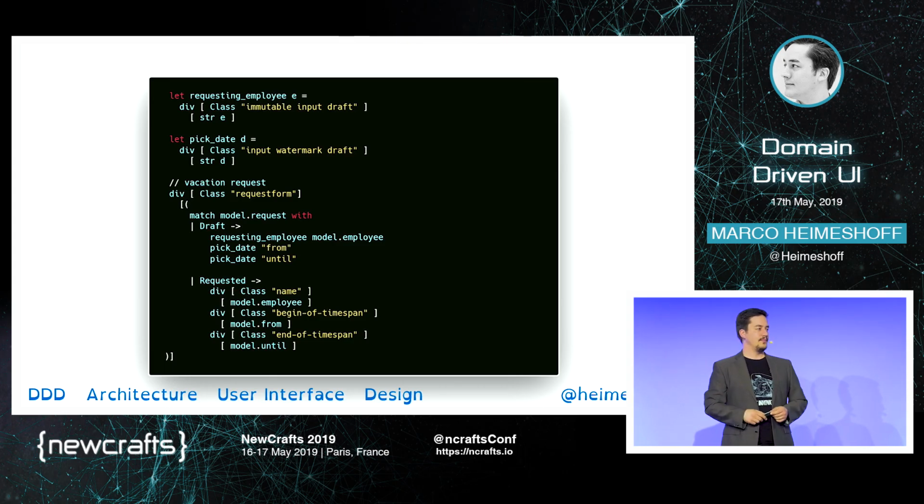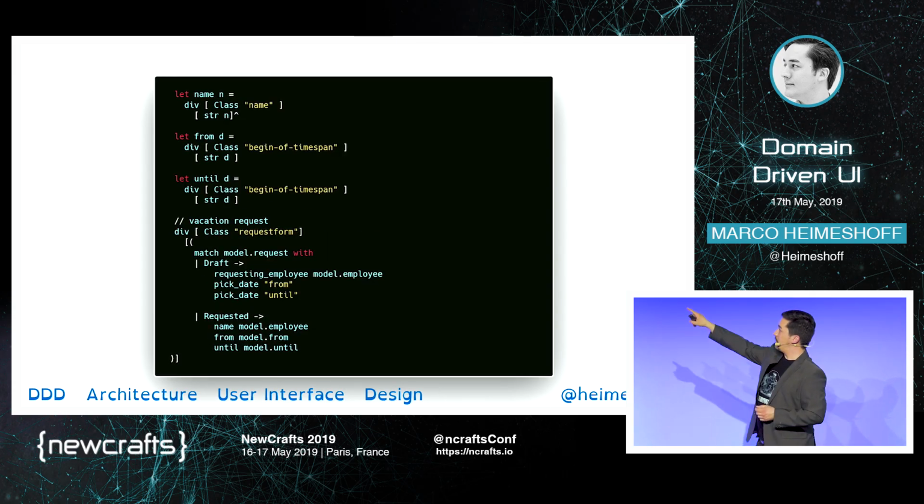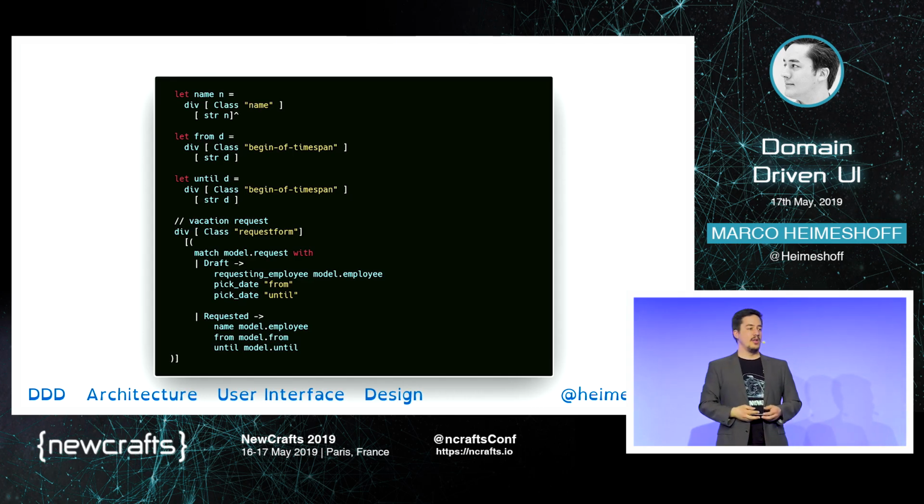Cool. The same thing goes for requested. We have the model from and model until. So let's make it in a requested vacation request: we show the name of the employee and a from with a date from the model and an until with a date from the model. Now we have clear language representation in our UI. And we just extract the functions and put them where they belong.